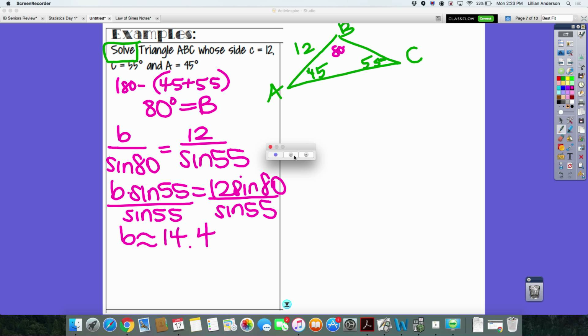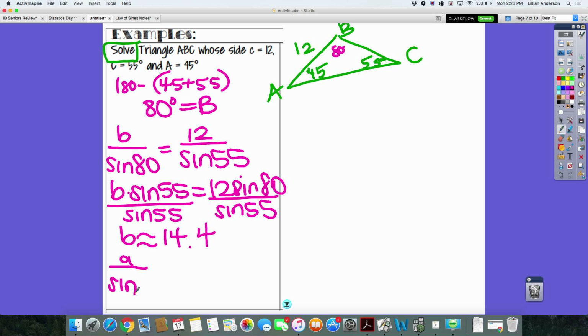So now we are trying to find side A. So we now use that part of the formula. A over sine A equals C over sine C. So that's going to be A over the sine of 45 equals C, which is 12 over the sine of 55. And we do the same thing over again.